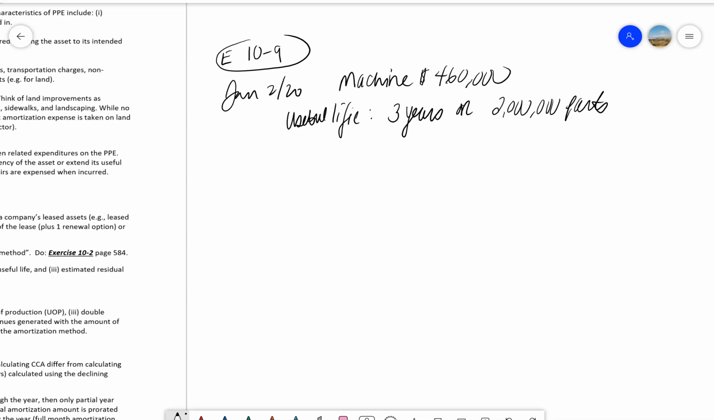Now, at the end of its useful life, the residual value, also sometimes called the salvage value, is what we think we can get for this machine at the end of its useful life. And it's going to be $10,000. Now we're going to show how to calculate amortization expense for each year. Remember, it's supposed to last for 3 years, given this information, and first using straight line.